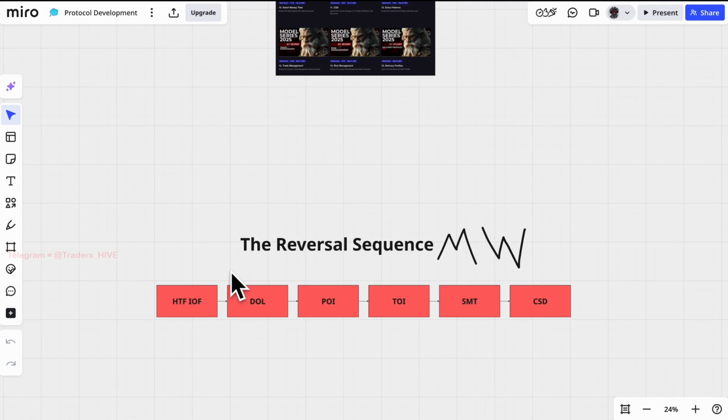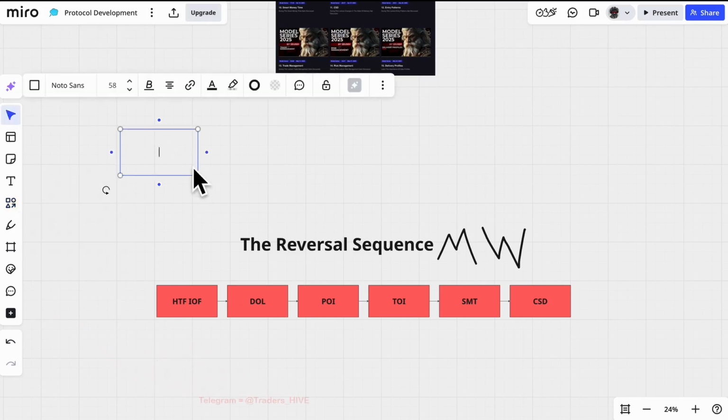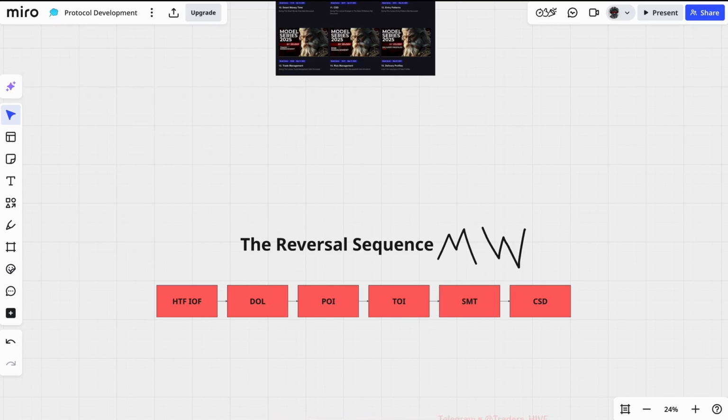The way that I've created this reversal sequence is by utilizing the shapes tool right here and squares. Once you put a square on the screen, you can type into it and give it the background color, etc. But for the sake of simplicity, I've already done all of that, so I'm just going to walk you through what I've put in front of you.